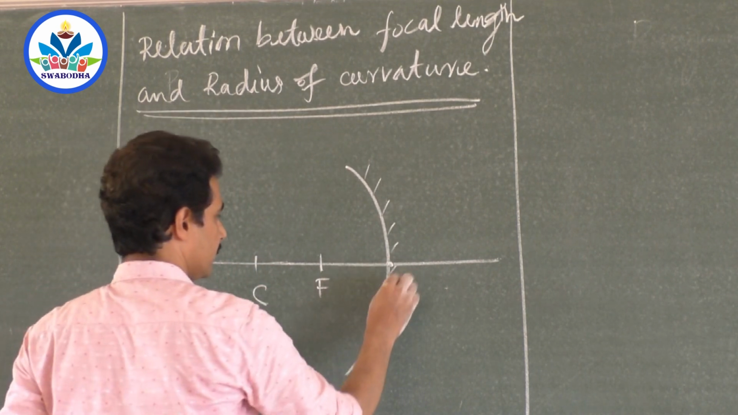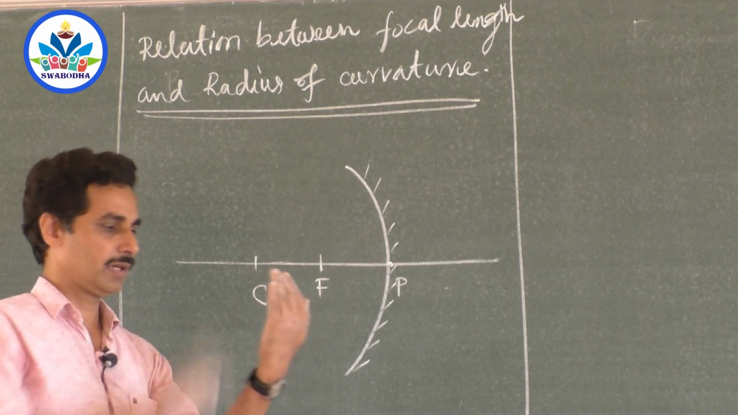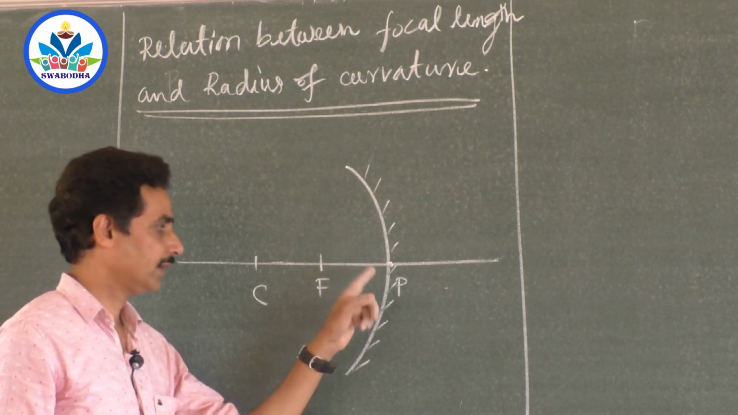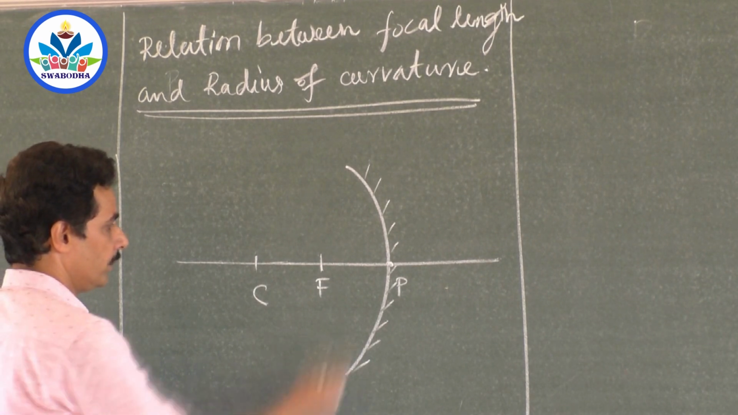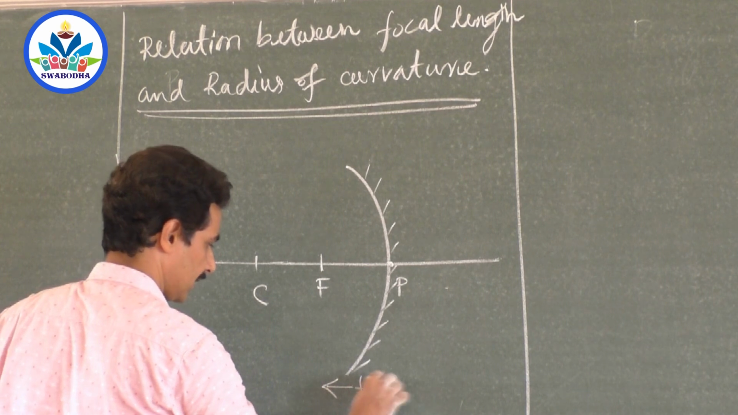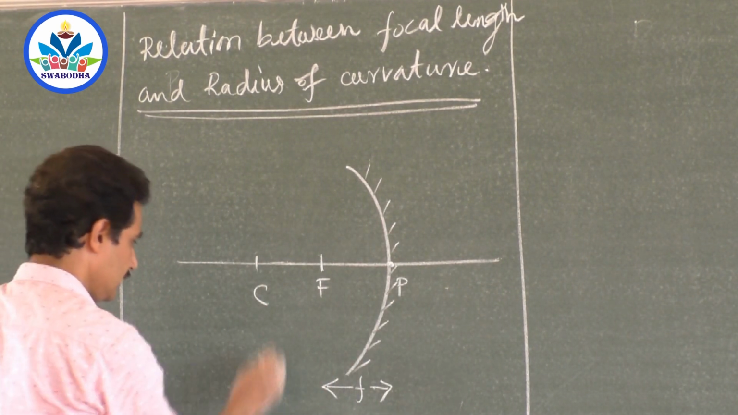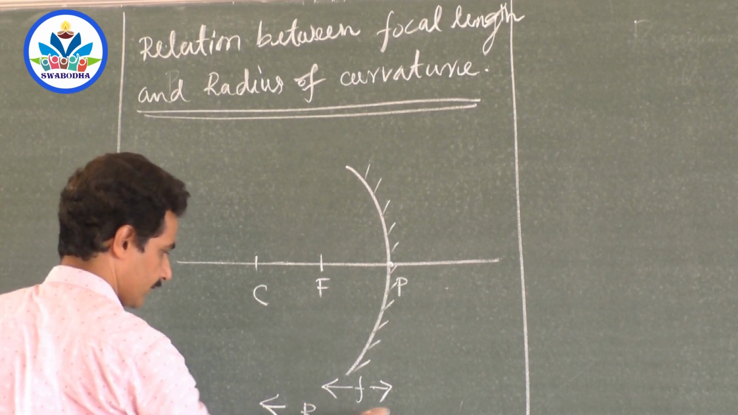They don't appear to diverge from that focus. They really pass through the focus. And this is the midpoint of the total area available of the mirror, the reflection area. That is the geometrical area. Its center is called pole. And you know the distance from the pole to focus is called focal length, and all the distances must be measured parallel to the principal axis. And the distance from the center to the pole is called radius of curvature, R.